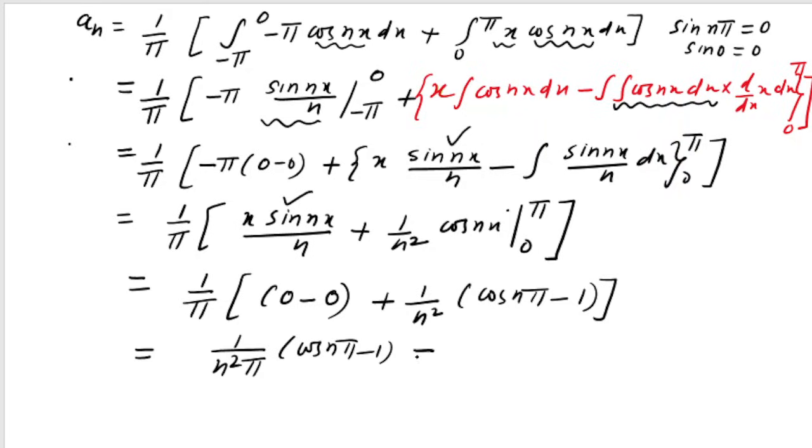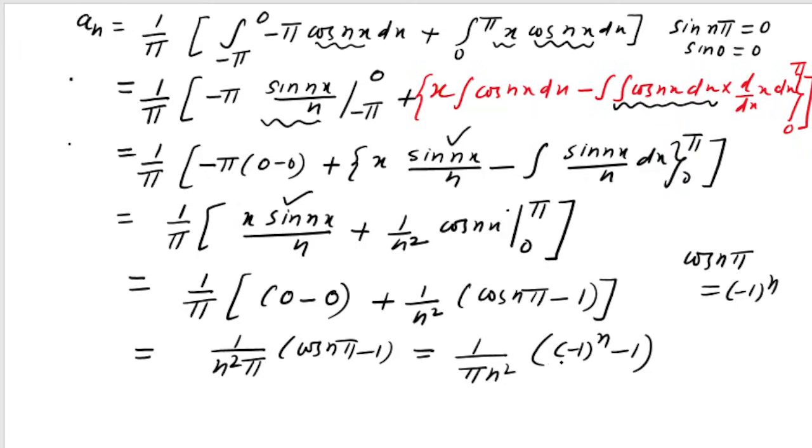If you want to write it further, you remember I have discussed in the previous video that cos n pi is minus 1 to the power n. So this will be 1 by pi into n square and then minus 1 to the power n minus 1. So if you take n equal to even, this will become 0. For n equal to odd, it will become minus 2 by pi n square. That I will talk about in the next page.